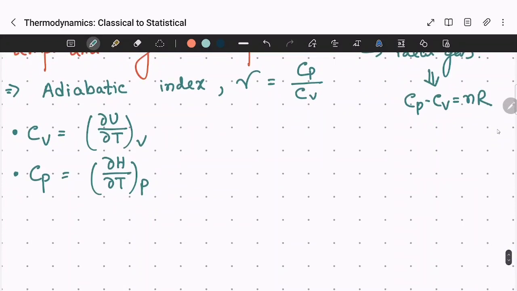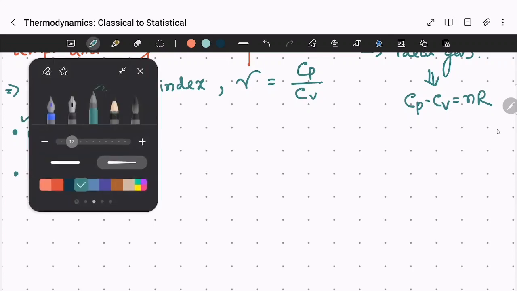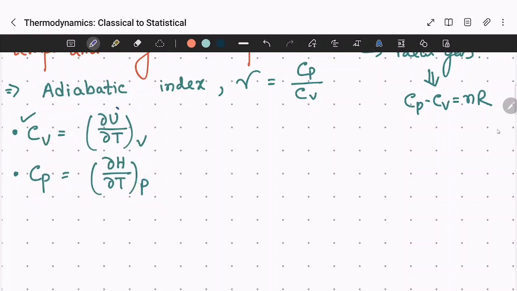So first we have to calculate the Cv. If you calculate the Cv easily, you can calculate the Cp just using this relation. So what is needed to calculate Cv? To calculate Cv, we need to calculate U. If you calculate U, then by differentiating with temperature at constant volume, you can evaluate Cv. So our intention is to calculate the internal energy, the energy of an ideal gas.